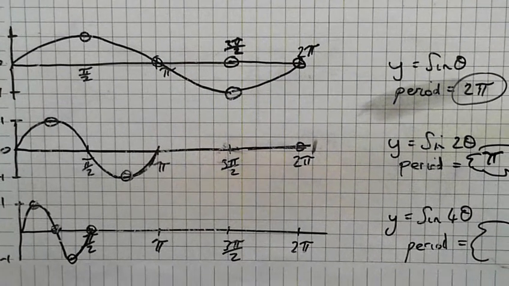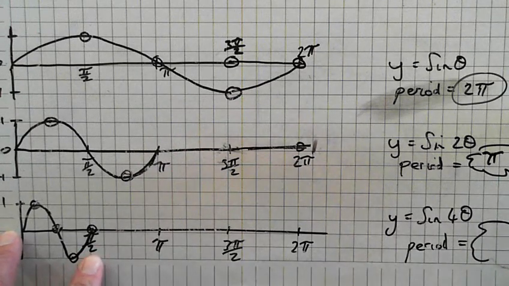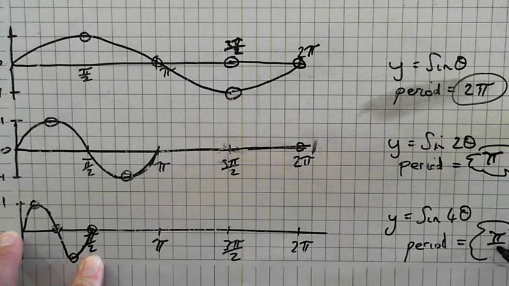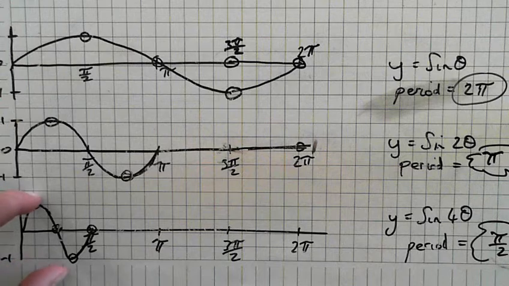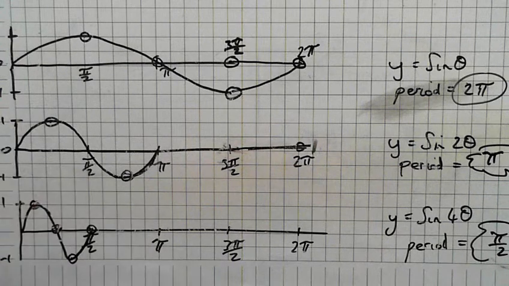Right. What happens if you get sine of 4 theta? What happened to the length of the wave? A quarter, didn't it? So a quarter of 2 pi is a half. So it's a half pi. The range, it goes up to plus 1, down to -1.